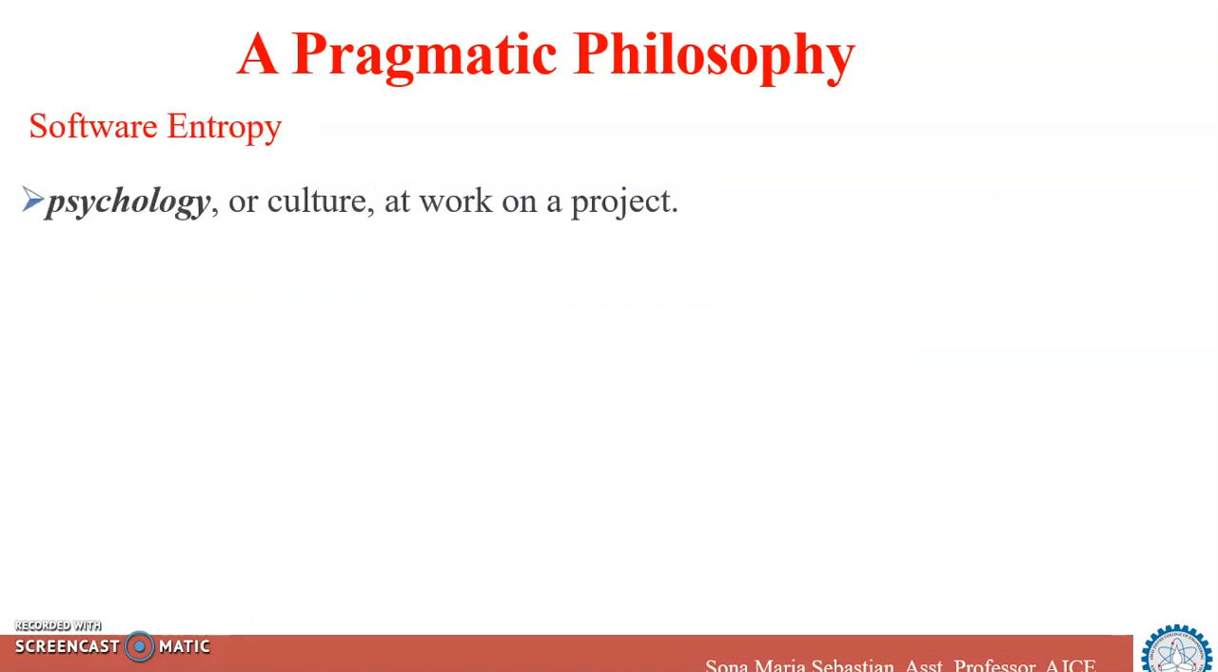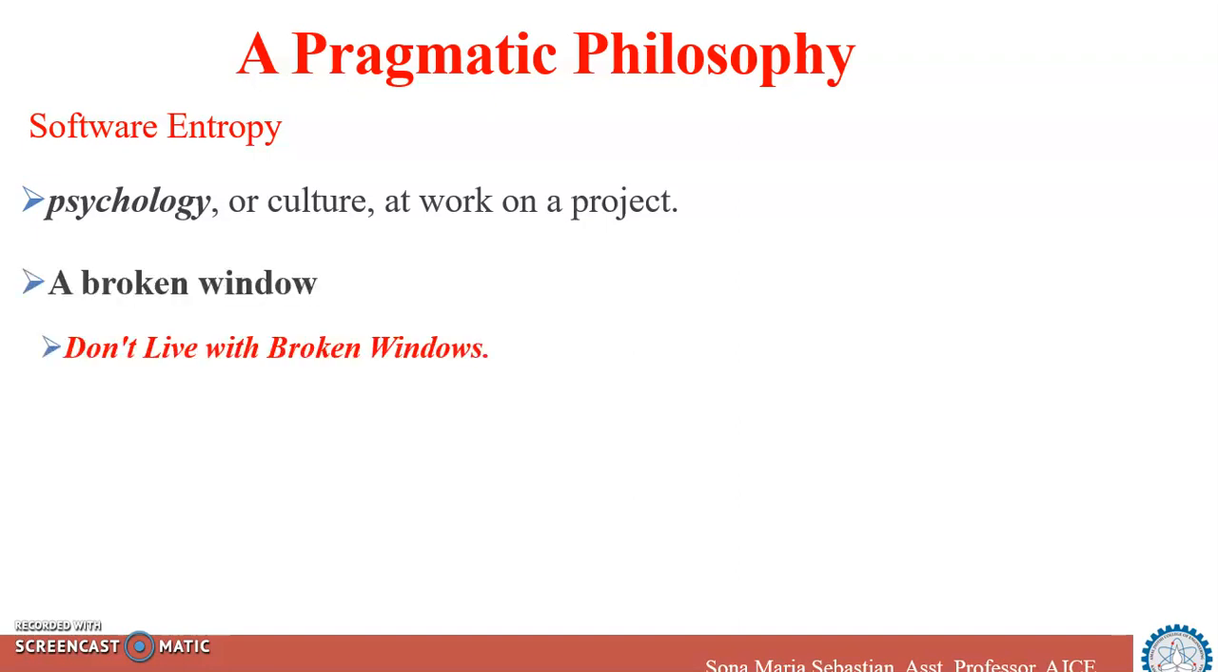They are: first one, psychology or culture at work on the project. That is, during project development, the entire project has its own culture and psychology. Even though the project is led by good people or has a good plan, it can still experience rot. That is all about psychology or culture at work on the project.